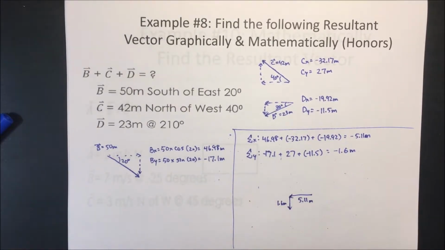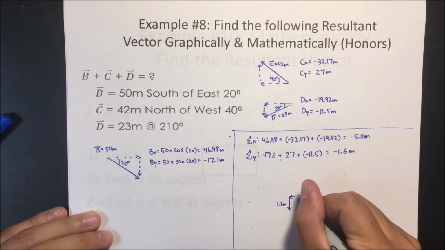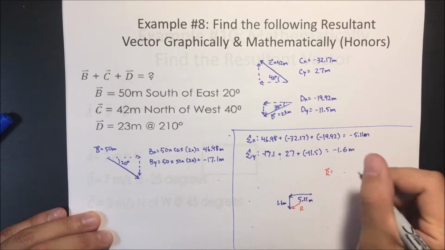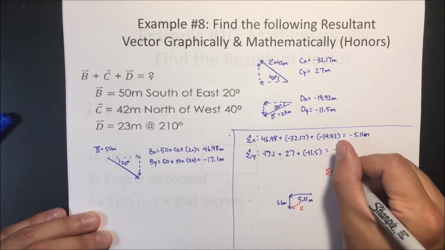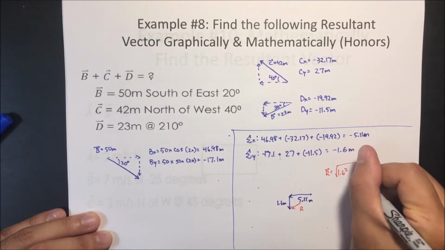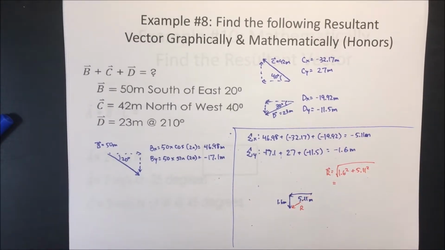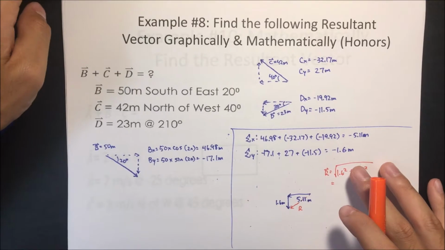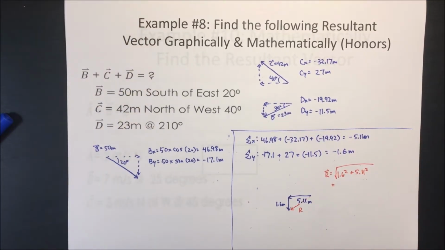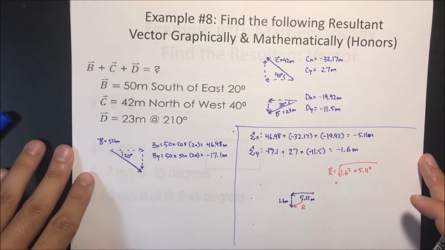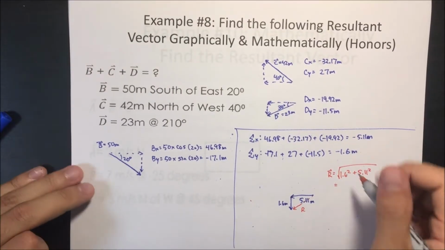Now we're going to draw a resultant vector like this. And we know our resultant vector is going to be the Pythagorean theorem: 1.6 squared plus 5.11 squared. And we put this into our calculators, and we get 5.35 meters.